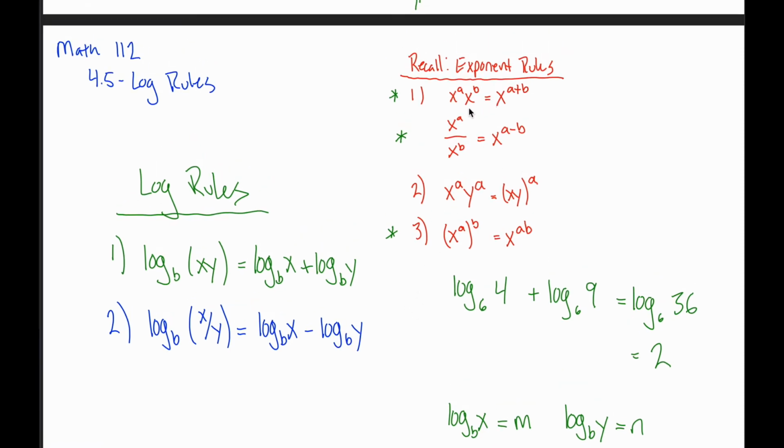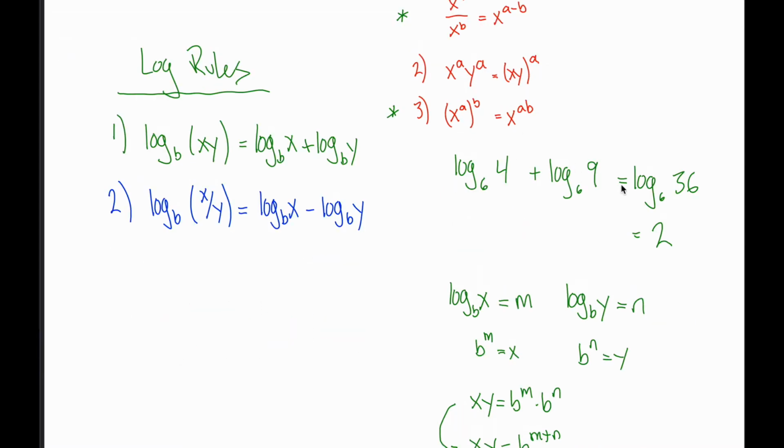If you look at your exponent rules here, multiplication kind of changed into addition, loosely speaking, with exponents. And here I have multiplication changing to addition with logs. And here division changes into subtraction, loosely speaking. And here division is changing into subtraction. So maybe it's not shocking when you see this rule right here.